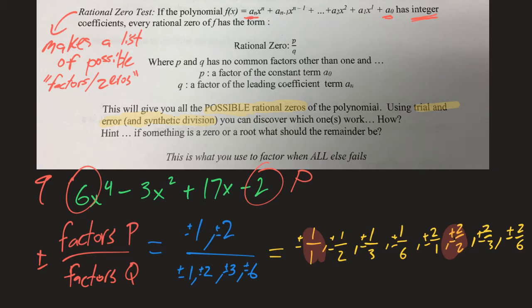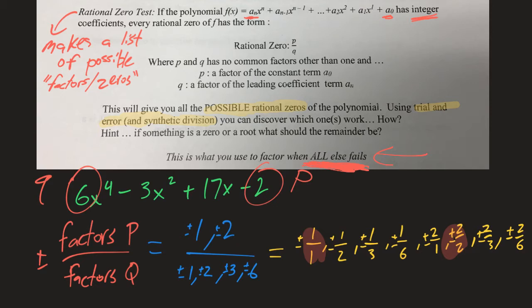So this is kind of trial and error. It's a little bit brute force, and it's not necessarily the greatest. And that's why we made this note here that says, use this to factor when all else fails. So if you couldn't find a better way to do this, now we can rely on this list and then guess and check our way to the zeros.